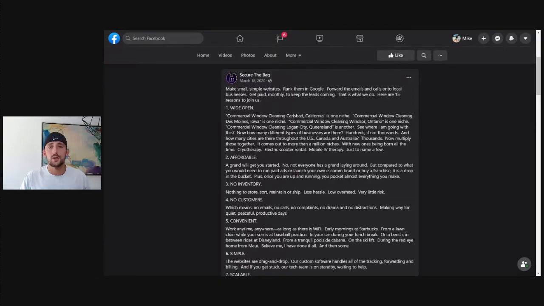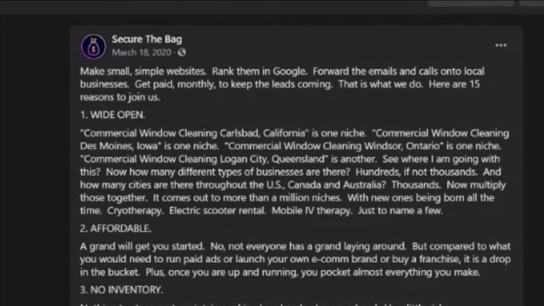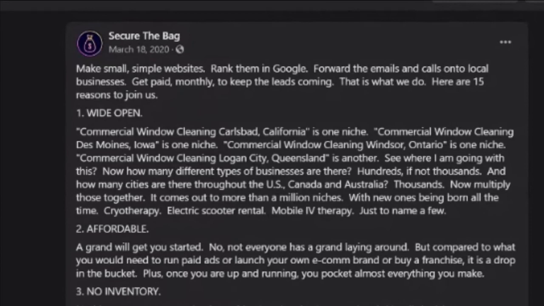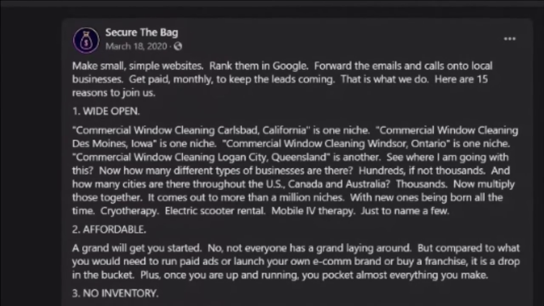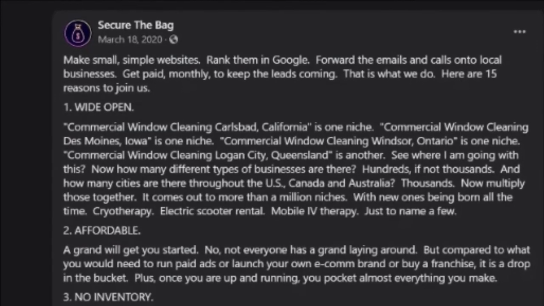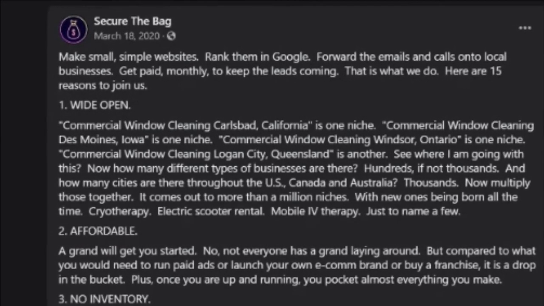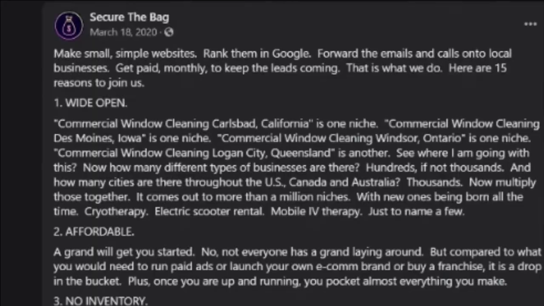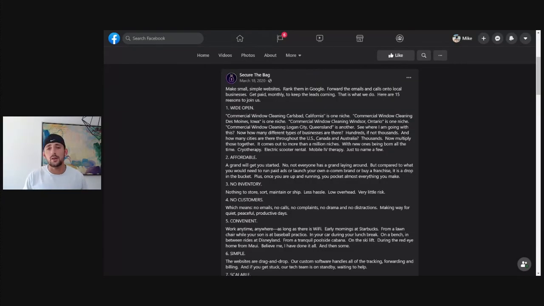All right, so this ad starts off with: make small, simple websites, rank them in Google, forward the emails and calls onto local businesses, get paid monthly to keep the leads coming. This is what we do. Here are 15 reasons to join us. I absolutely love this hook.